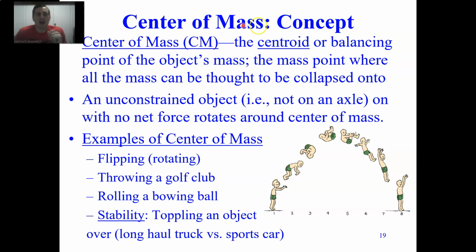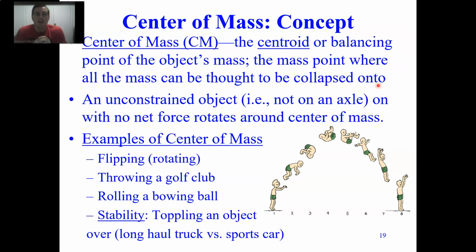Think of the center of mass, or the centroid, as the balancing point of an object's mass. It's the point where all the mass can be thought to be collapsed. Remember, the centroid of a triangle is where you intersect each median in the center, and you get the balancing point. So you could imagine all the mass concentrated at that point.